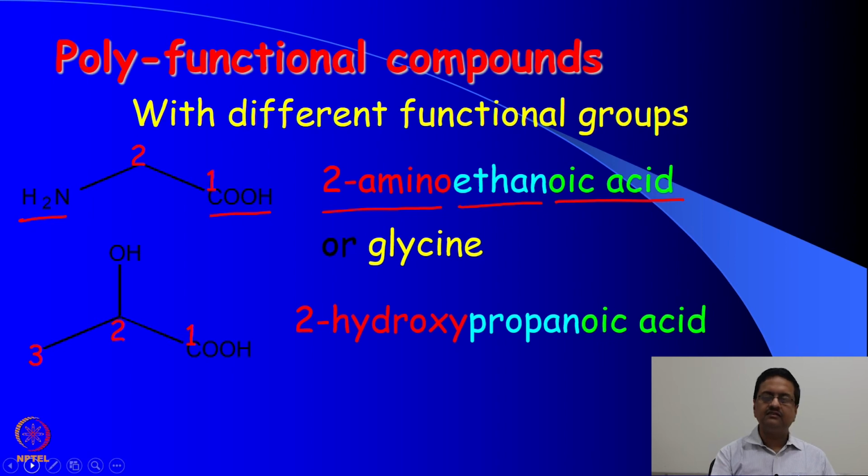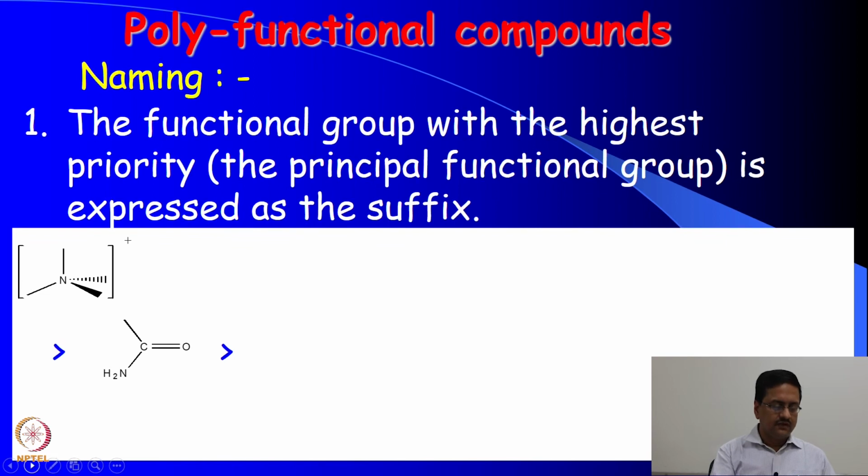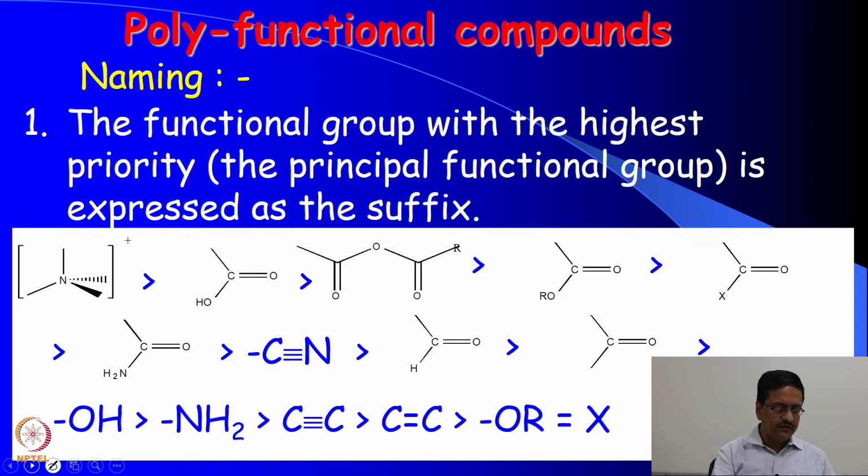The second one is 2-hydroxypropanoic acid. Again, here the acid is a 3-membered chain. So, it is propanoic acid, and the substitution is 2-hydroxy. So, when we try to write the priority order for different functional groups, we need to remember this particular flow, that which comes above what. I would like all of you to pay attention to this chart and remember their priority, and based on this priority, the names of those organic compounds will be determined.